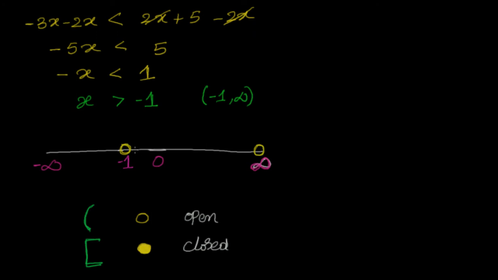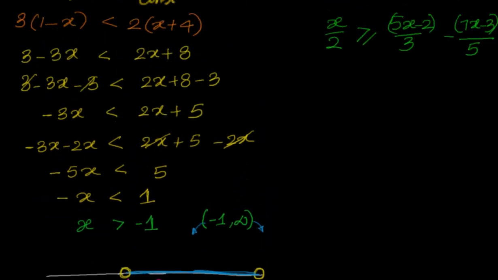Now my solution looks like minus 1 to infinity. This is the solution I have, and you can see that both ends are open. The boundaries, minus 1 and infinity, are not included because it's a strict inequality. Now let's go to the next problem.